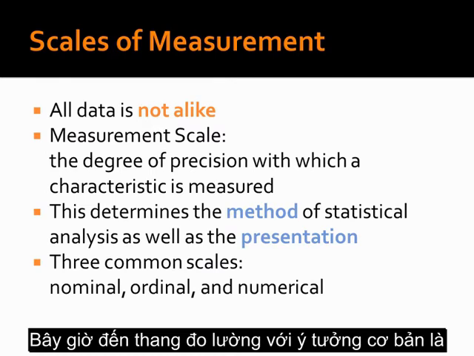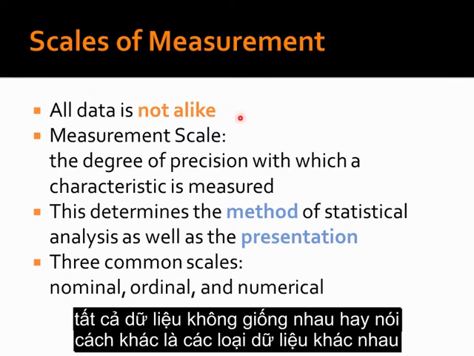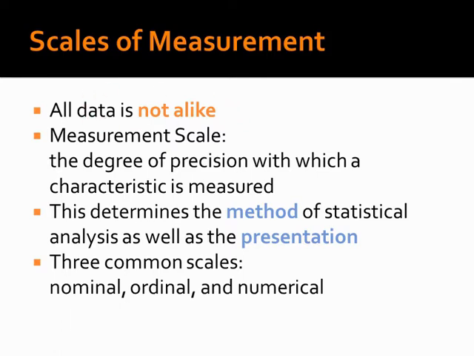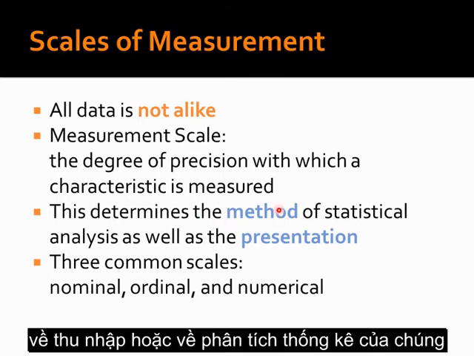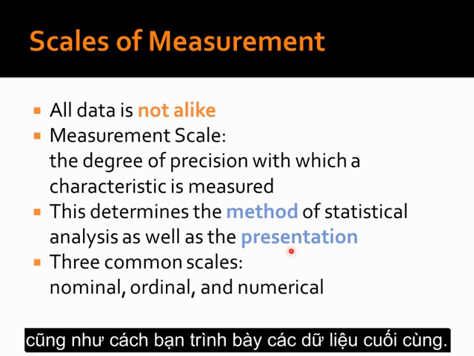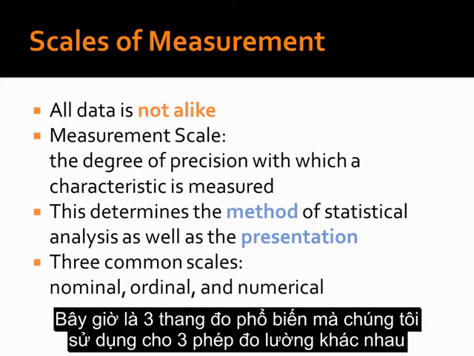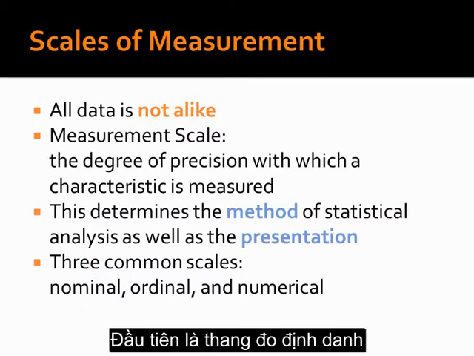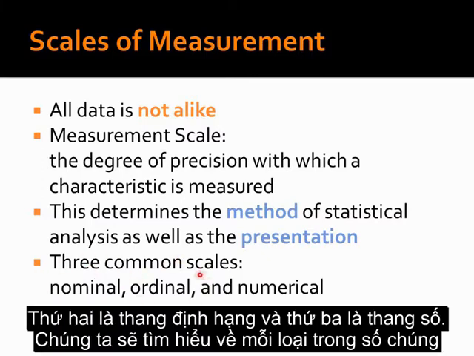Now, scales of measurement. The basic message here is the idea that all data is not alike. Or in other words, different kinds of data require different methods in terms of collecting them, in terms of their statistical analysis, as well as how you present the data eventually. Now, there are three common scales of measurement. The first is nominal data, then there's ordinal, and then there's numerical, and we'll look at each of them.